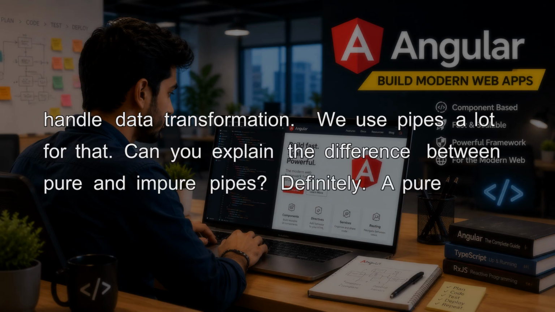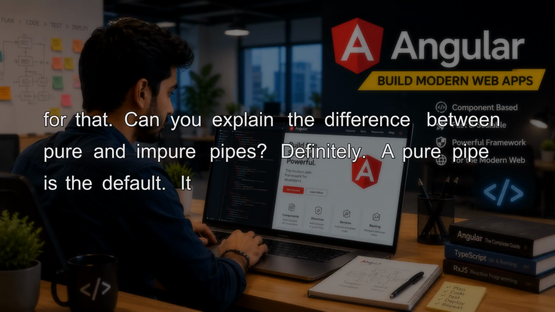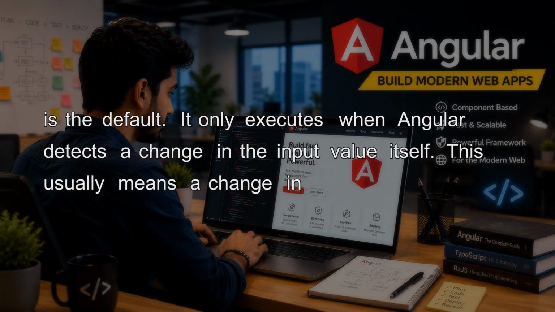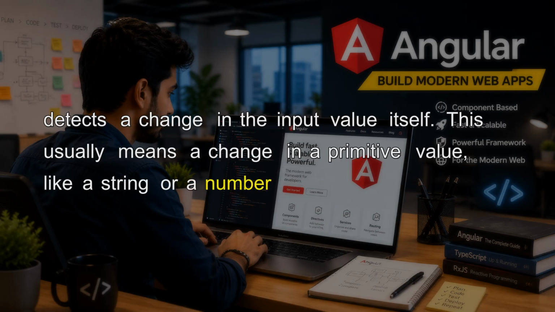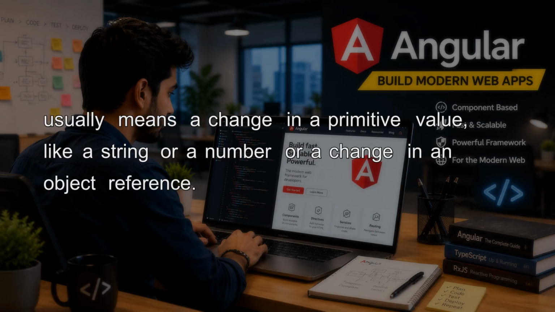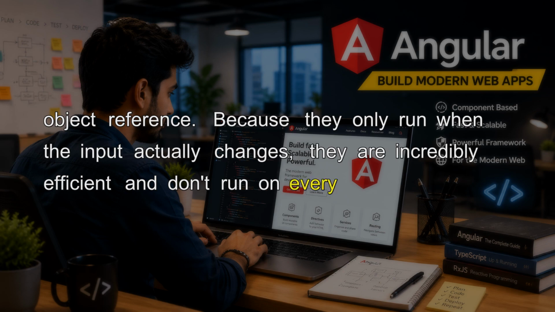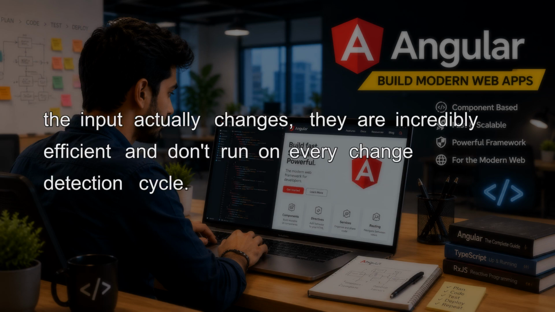Definitely. A pure pipe is the default. It only executes when Angular detects a change in the input value itself. This usually means a change in a primitive value, like a string or a number, or a change in an object reference. Because they only run when the input actually changes, they are incredibly efficient and don't run on every change detection cycle. An impure pipe is different.